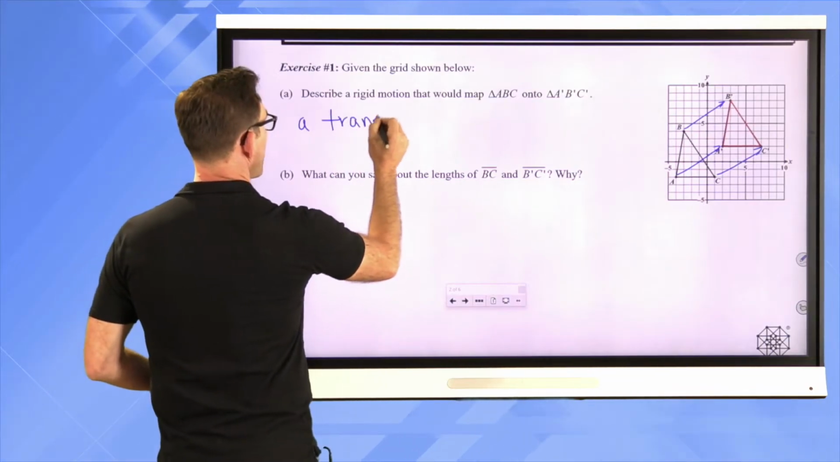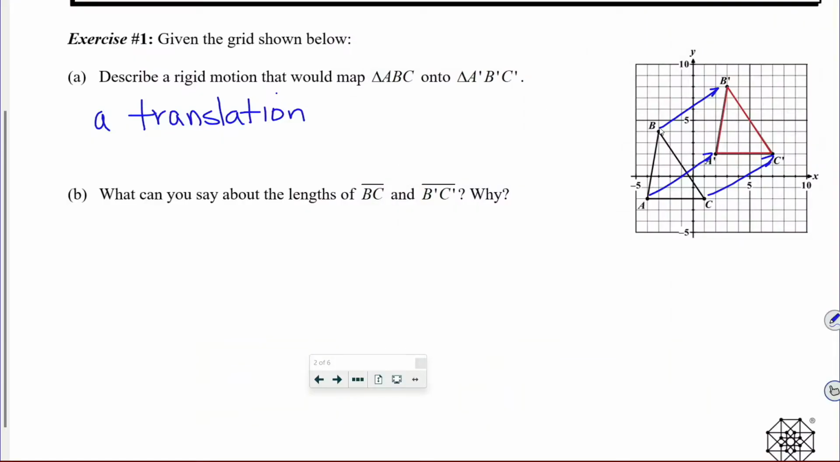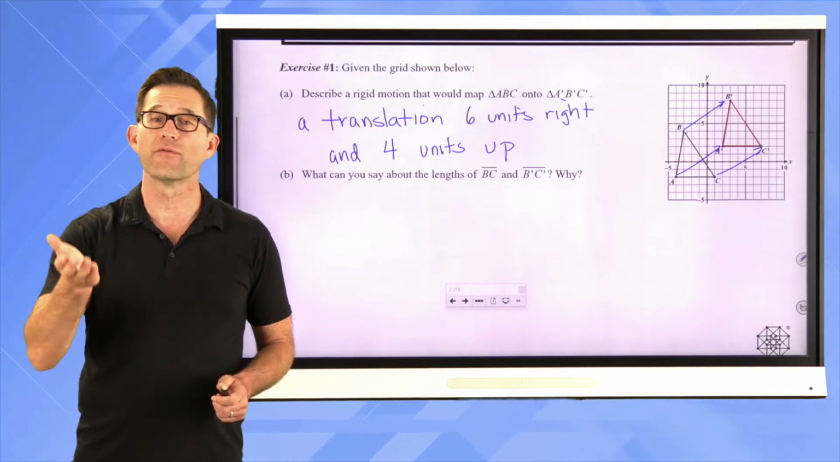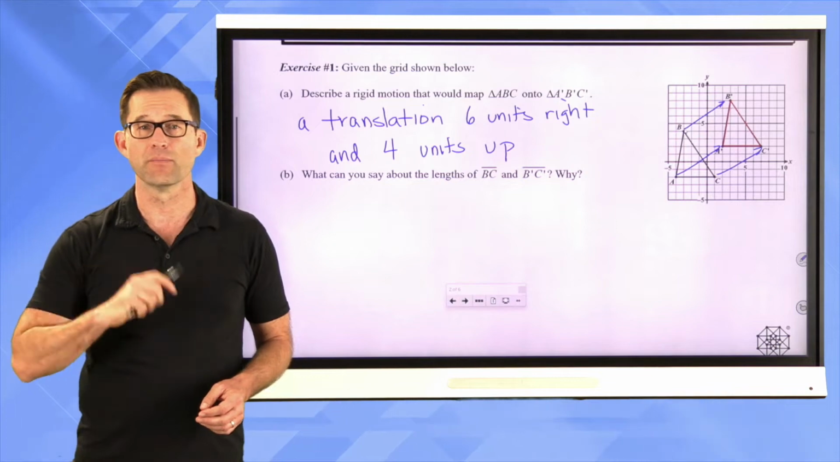And we just want to talk about what the movement is: left, right, up, down. So a translation by 1, 2, 3, 4, 5, 6 units right, and what do we have? 1, 2, 3, 4 units up. All right? So a translation of each of those vertices 6 units to the right and 4 units up will map triangle ABC onto triangle A', B', C'.